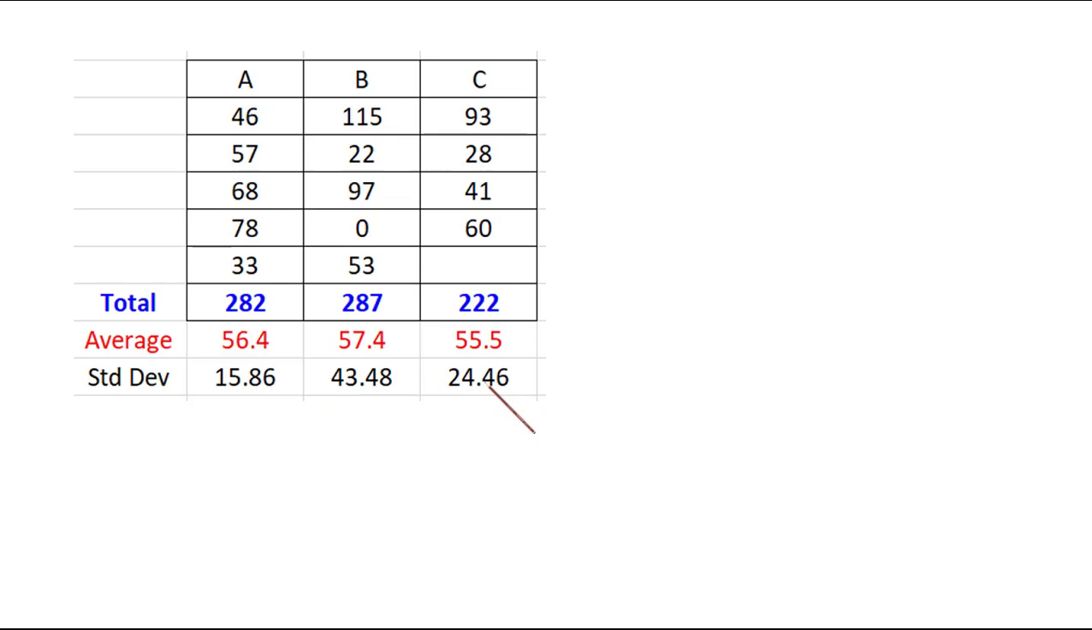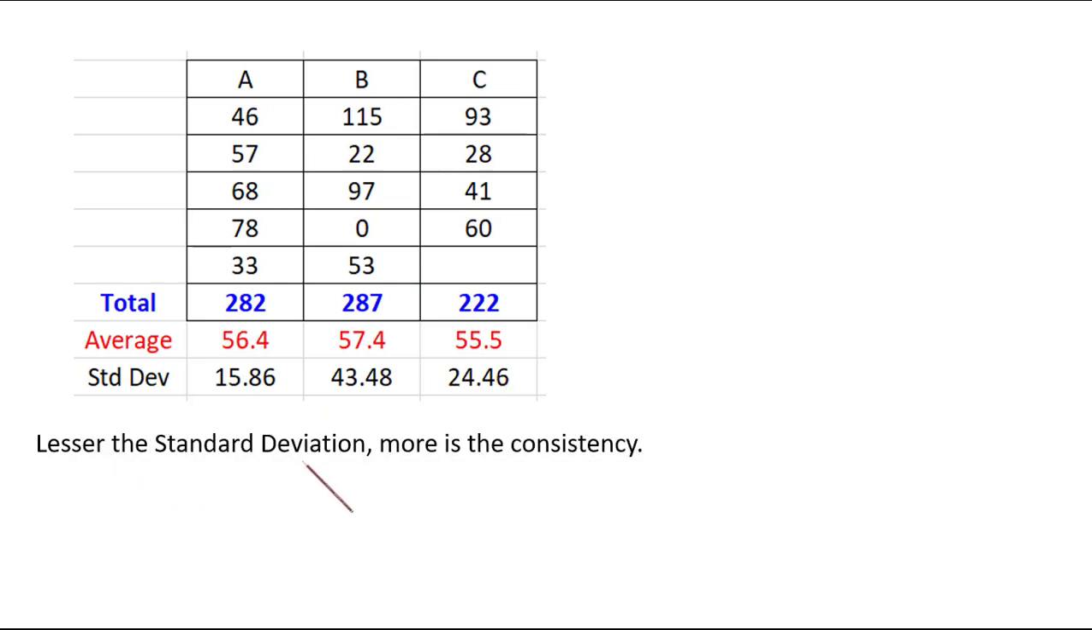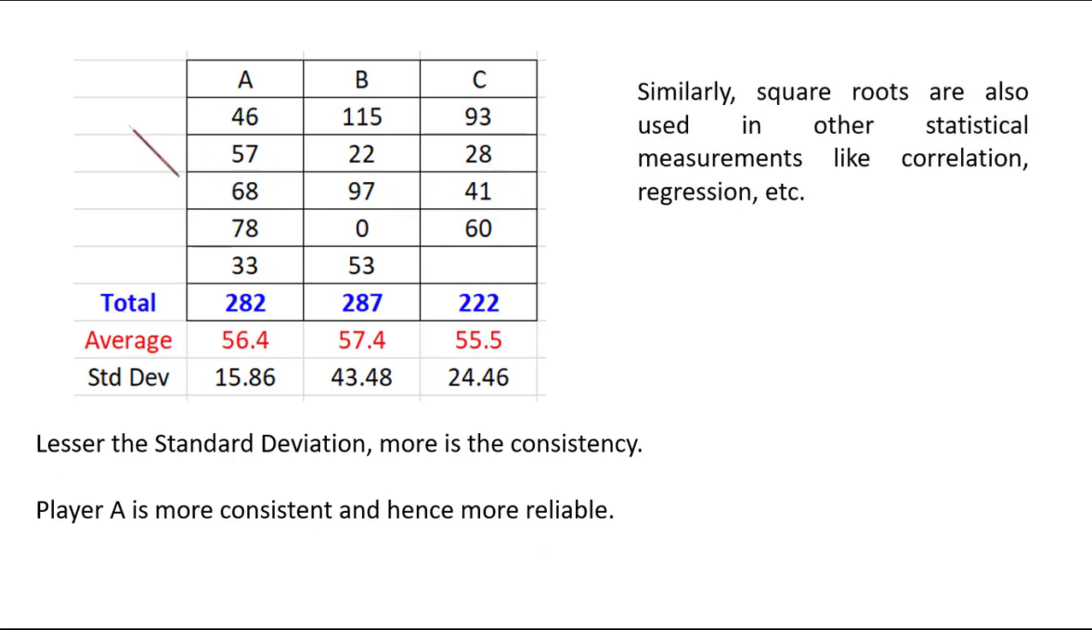And similarly, the standard deviation of C is 24.4. So the lesser the standard deviation, the more the consistency. And more consistency means the player is more reliable. So it would be better if we select A rather than B or C. Similarly, square roots are also used in other statistical measurements like correlation, regression, and many other things.